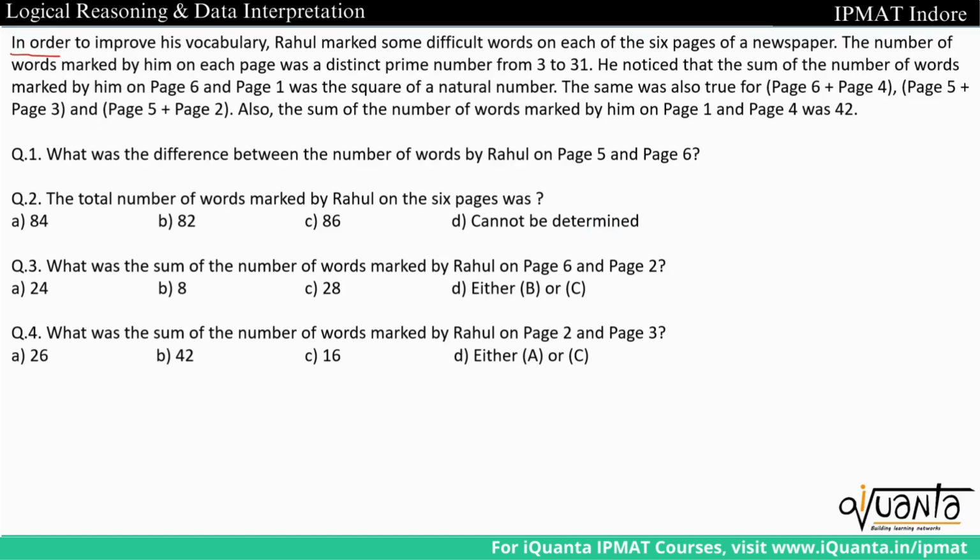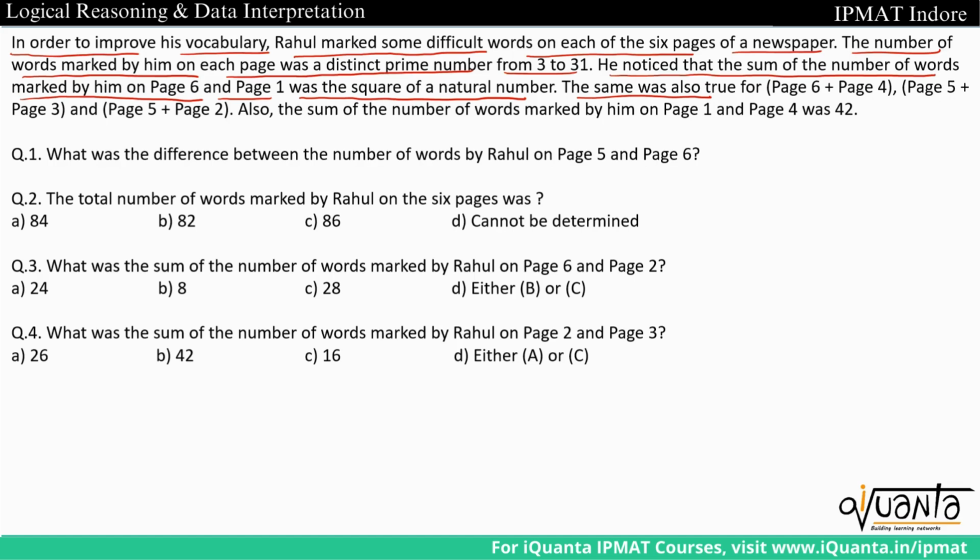The question is, in order to improve his vocabulary, Rahul marked some difficult words on each of the 6 pages of a newspaper. The number of words marked by him on each page was a distinct prime number from 3 to 31. He noticed that the sum of the number of words marked by him on page 6 and page 1 was the square of a natural number.